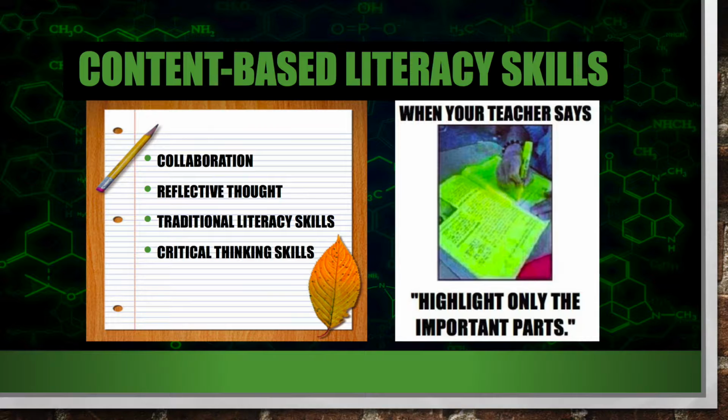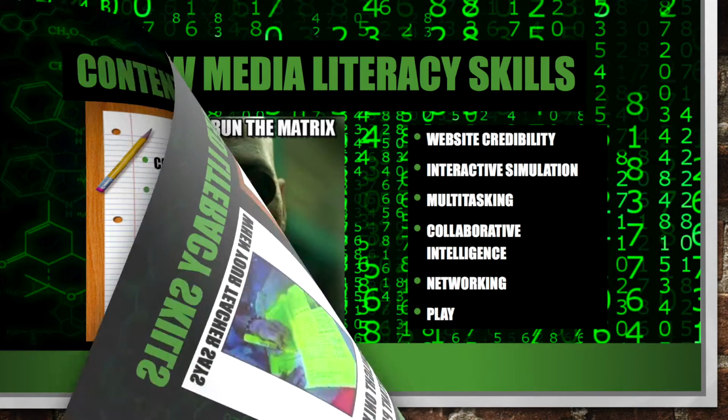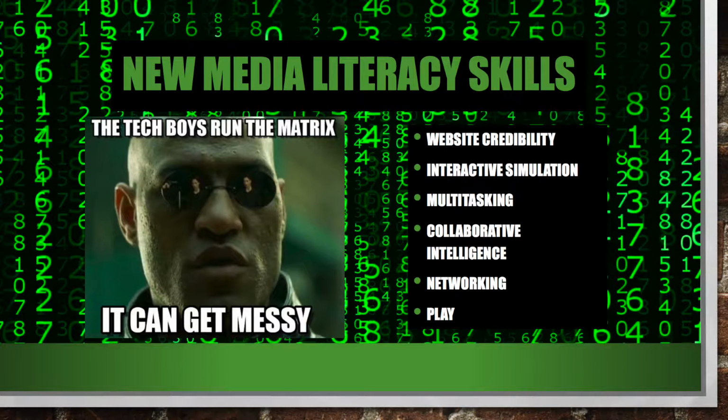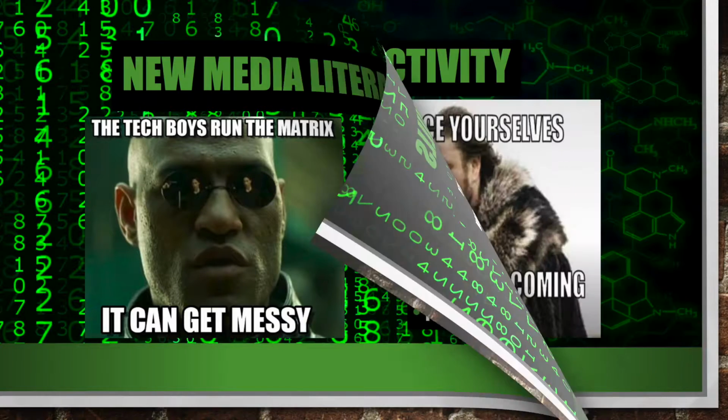Students will use social skills to collaborate with their groups. They'll also use reflective thought to recall information and use traditional literacy skills to write their responses to the prompts. They will also use critical thinking skills to complete the worksheet. Students will engage in judgment by deciphering between credible websites. They will engage in interactive simulation, multitasking, collaborative intelligence with their collaboration groups, networking, and play on their interactive simulation.